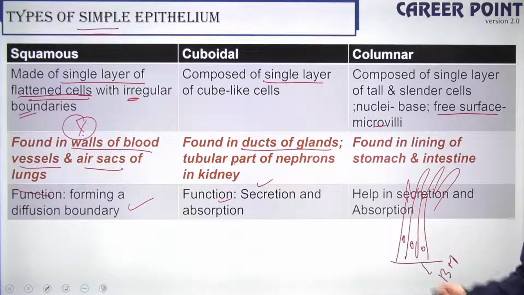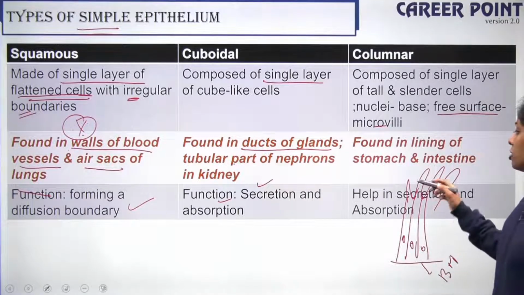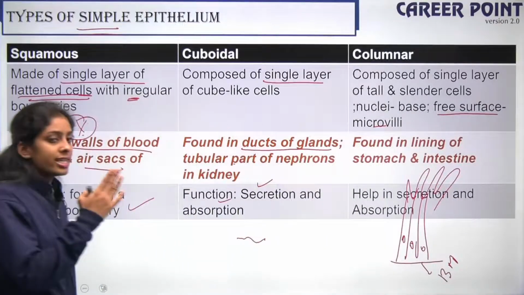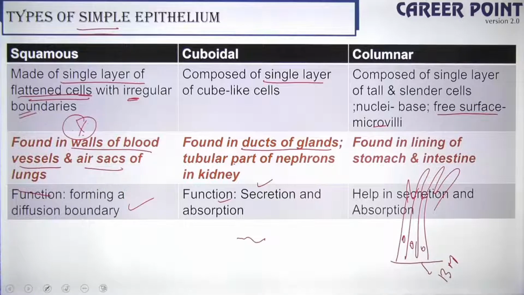So what is the function? What is the role of your microvilli? It enhances the surface area for absorption. So here also the function is absorption and secretion. So are these three types of simple epithelial tissues clear? Squamous, cuboidal and columnar. So you will not forget their location and function.